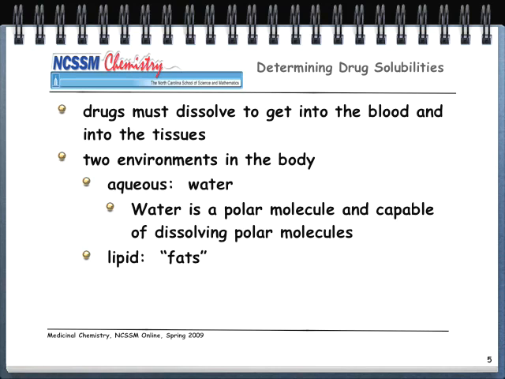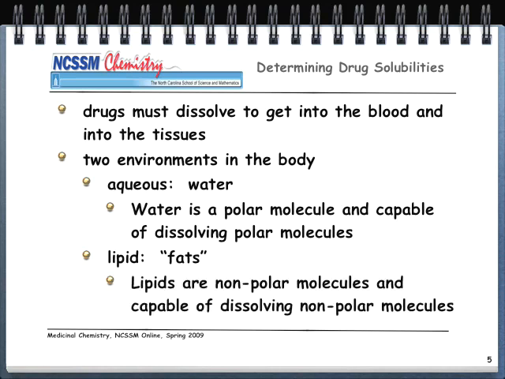But your body also consists of an awful lot of lipid structures. Lipid is another word for fats, and lipids are nonpolar molecules which are capable of dissolving or being dissolved by nonpolar molecules. So once again, like dissolves like: polar molecules dissolve polar molecules, nonpolar molecules dissolve nonpolar molecules. So you're really dealing with a chemical laboratory, which is your body, that has these two environments, this aqueous environment and this lipid environment, and that's what makes what we're doing with drug solubility so difficult.